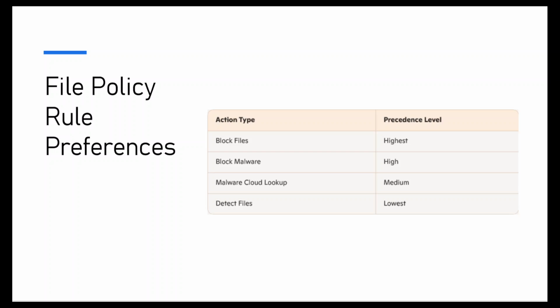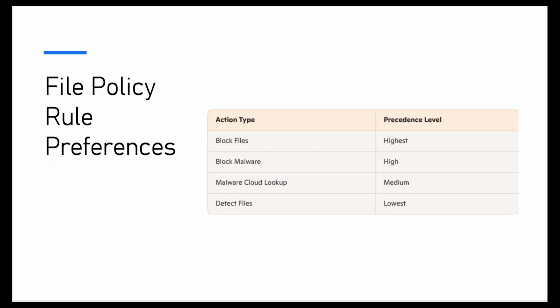Now, file policy rule preferences. Suppose in a file policy you can have multiple rules. One rule says detect PDF files. Another rule says block PDF files. Another rule says block malware if it is in the PDF files. And one more rule says do a malware cloud lookup on the PDF files. So four actions on the same file, traveling from the same source to the same destination.